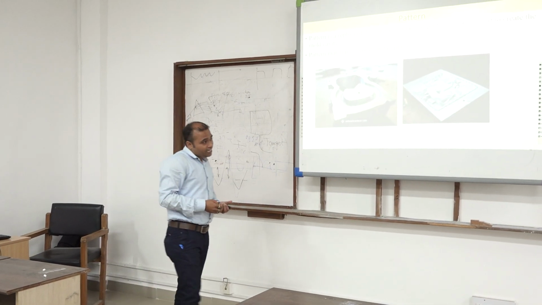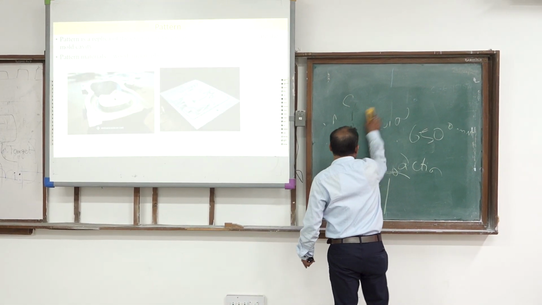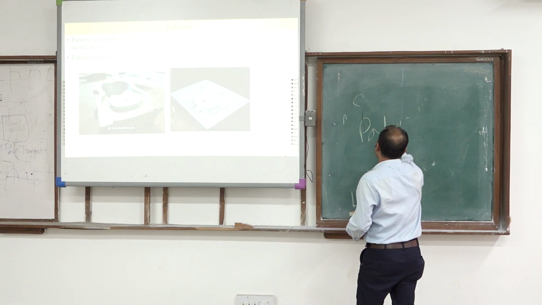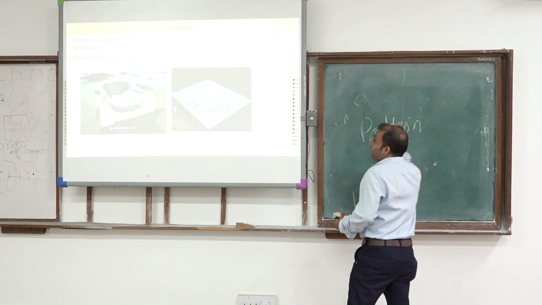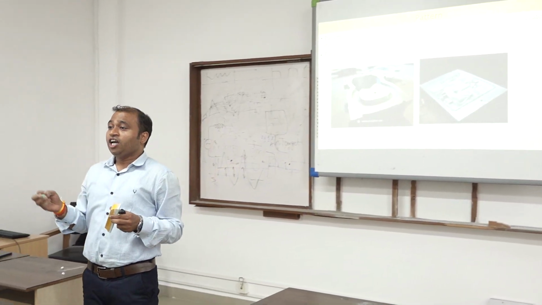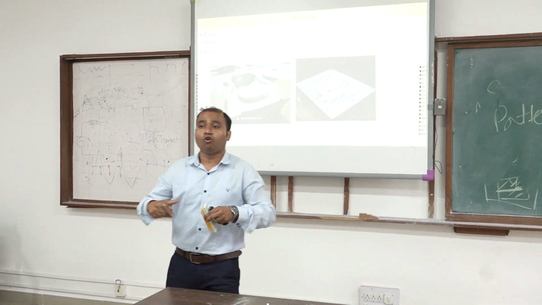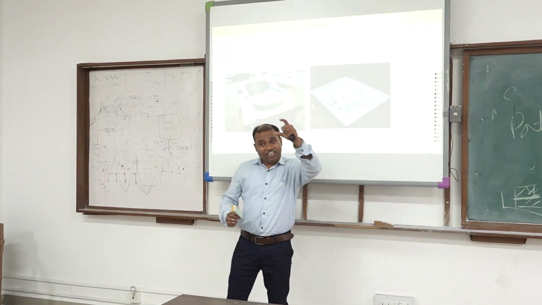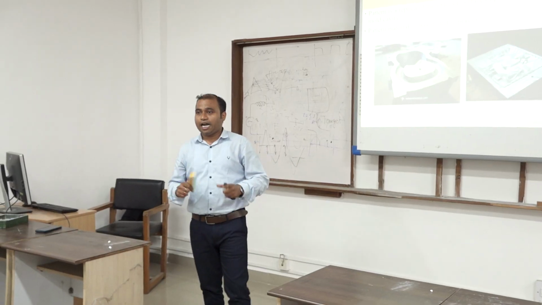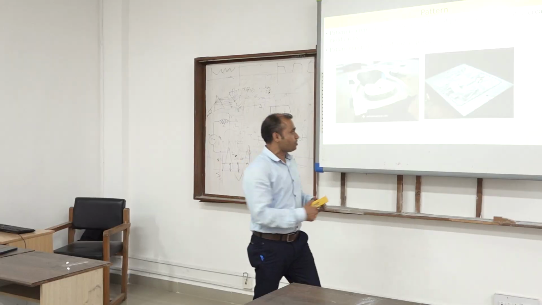Now pattern. Pattern is very essential in the very beginning of the steps of casting that I have told. Pattern is very important. What is a pattern? The pattern is a replica of the product we want to make. Whatever product we want to make, a replica, a model of it, that is what we call a pattern. There are different methods of making a pattern. The pattern can be made of wood, plastic, metal, or wax.